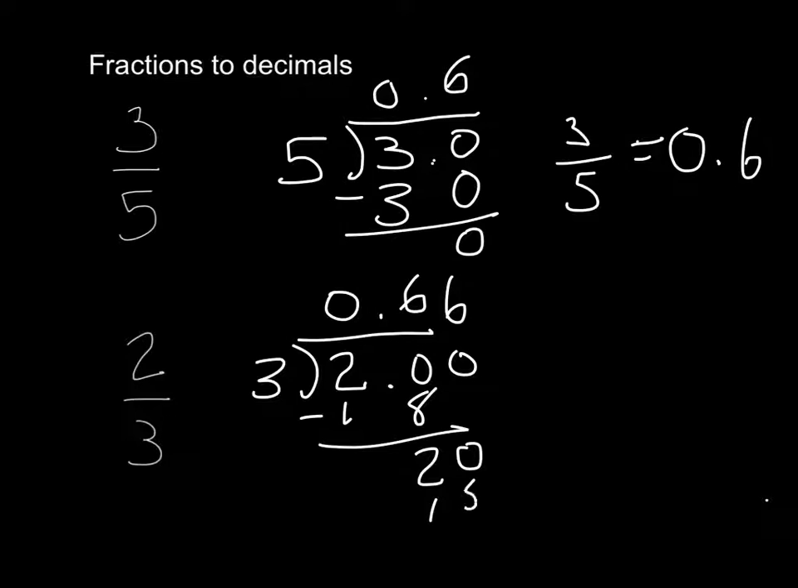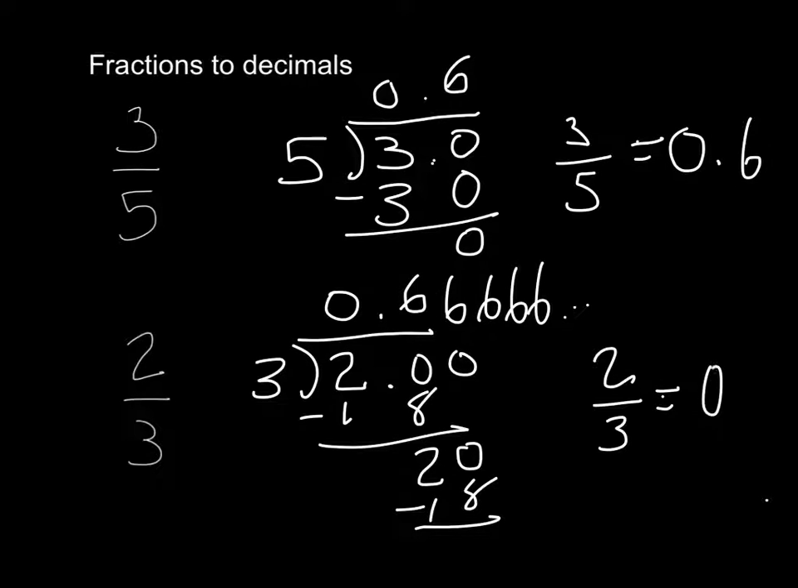6 times 3 is, wait a minute, this looks familiar. Isn't that what I just did? Yeah, it turns out this is going to be a repeating decimal. It's going to keep going 6, 6, 6, dot, dot, dot, all like that. So to show that it's repeating, I would write 0.6 with a line on the top to show that I've got a repeating 6.